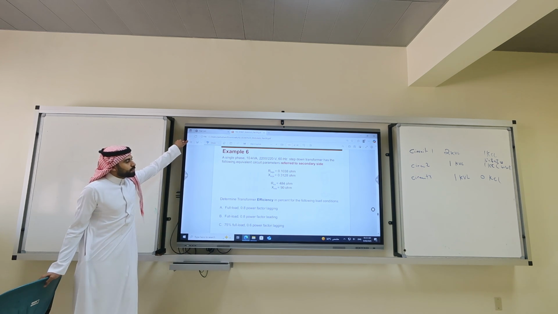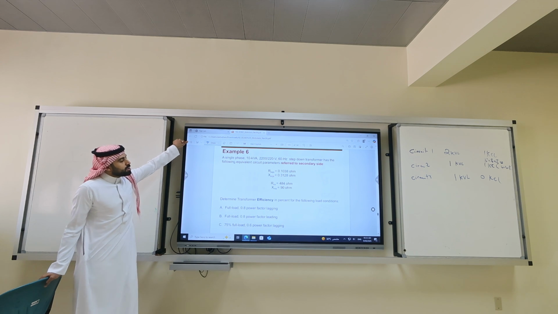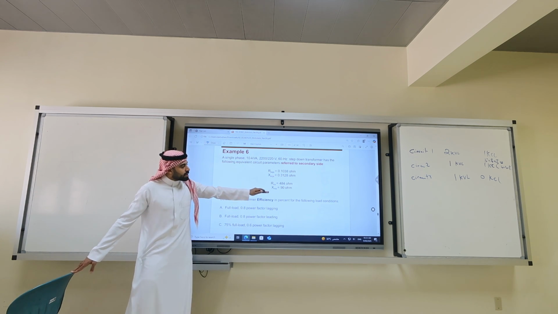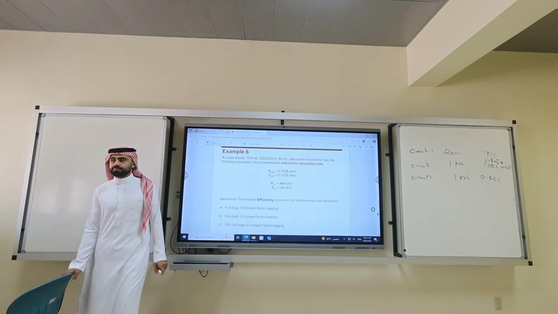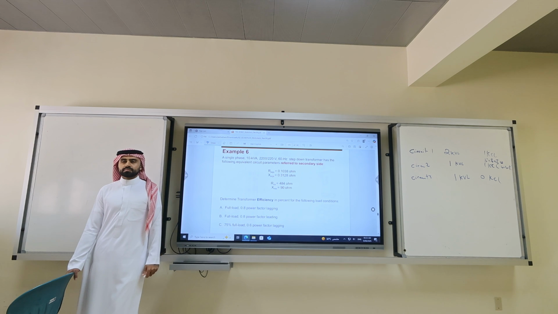Single phase transformer. Let me ask you a question. Are those parameters for circuit 1 or circuit 2 or circuit 3? Circuit 2. Think.